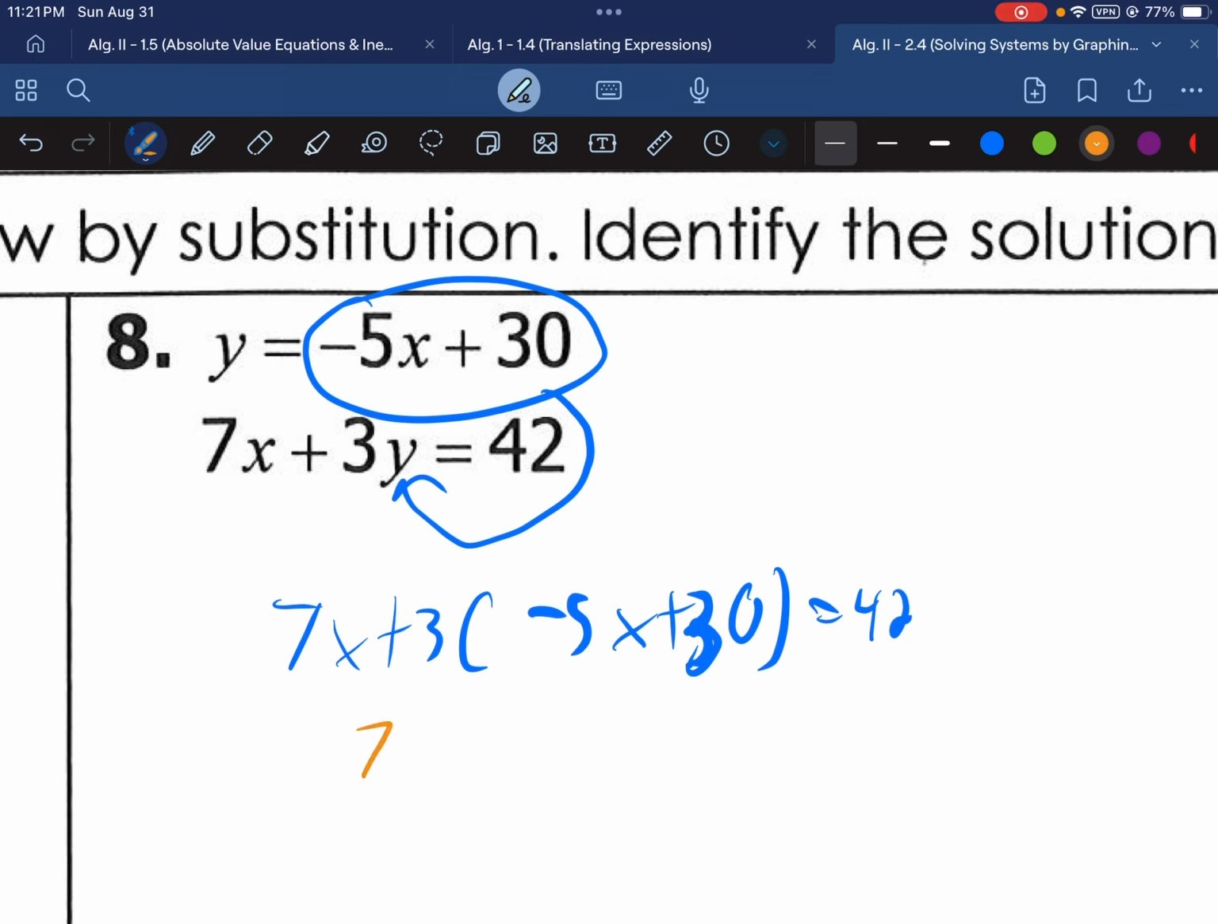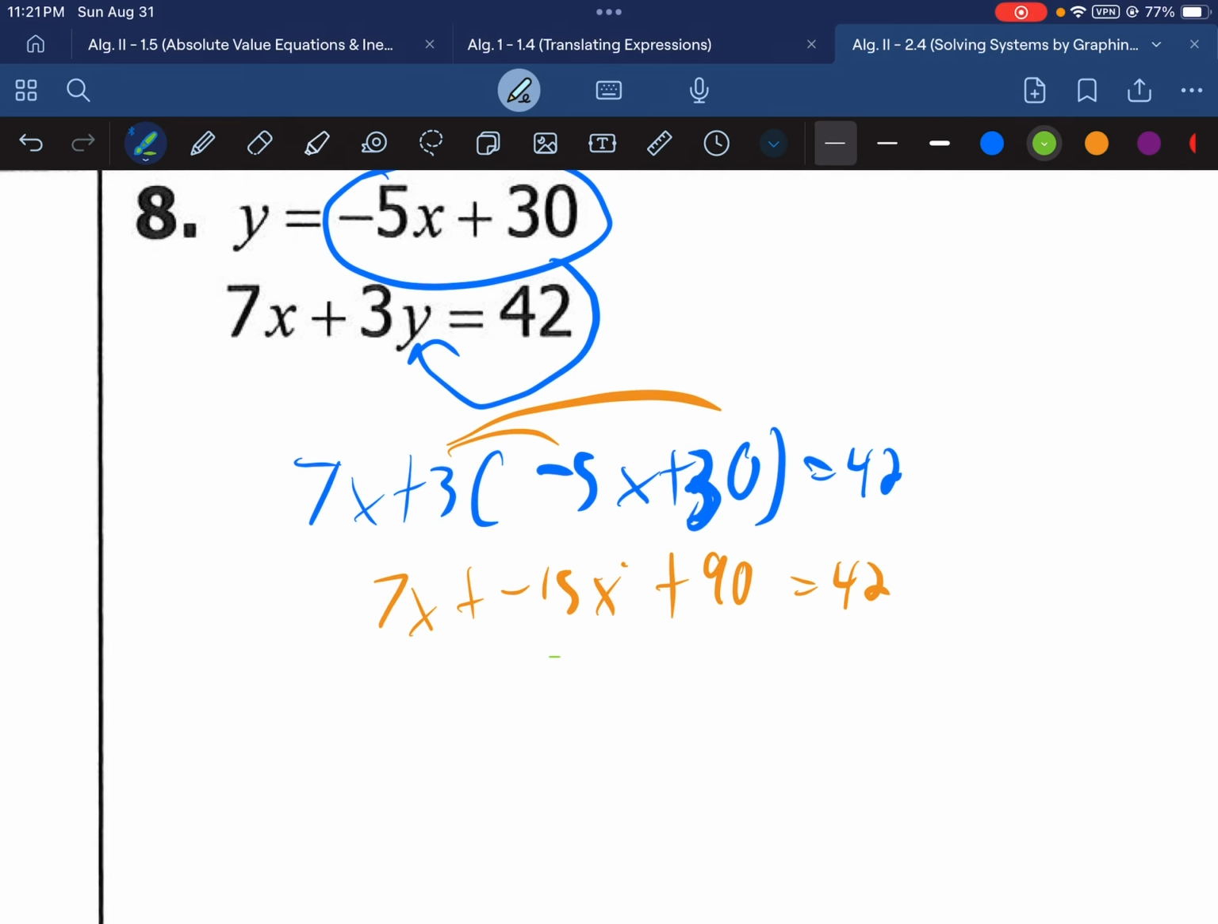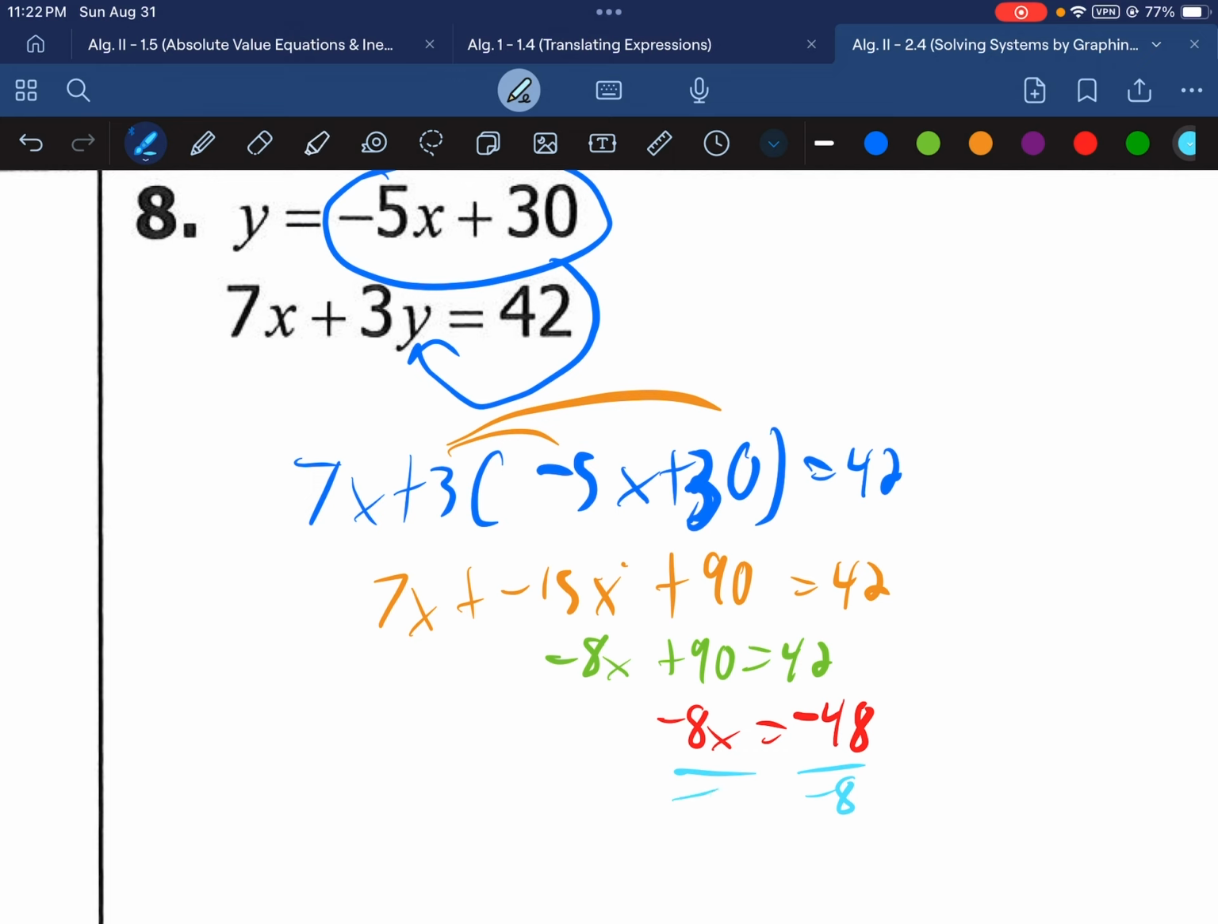And so now we distribute the 3, and we get negative 15x plus 90 equals 42. Then from there, I'm going to combine like terms to get negative 8x plus 90 equals 42. Subtracting 90 gets us negative 8x equals negative 48. And dividing by negative 8 results in x equals 8.